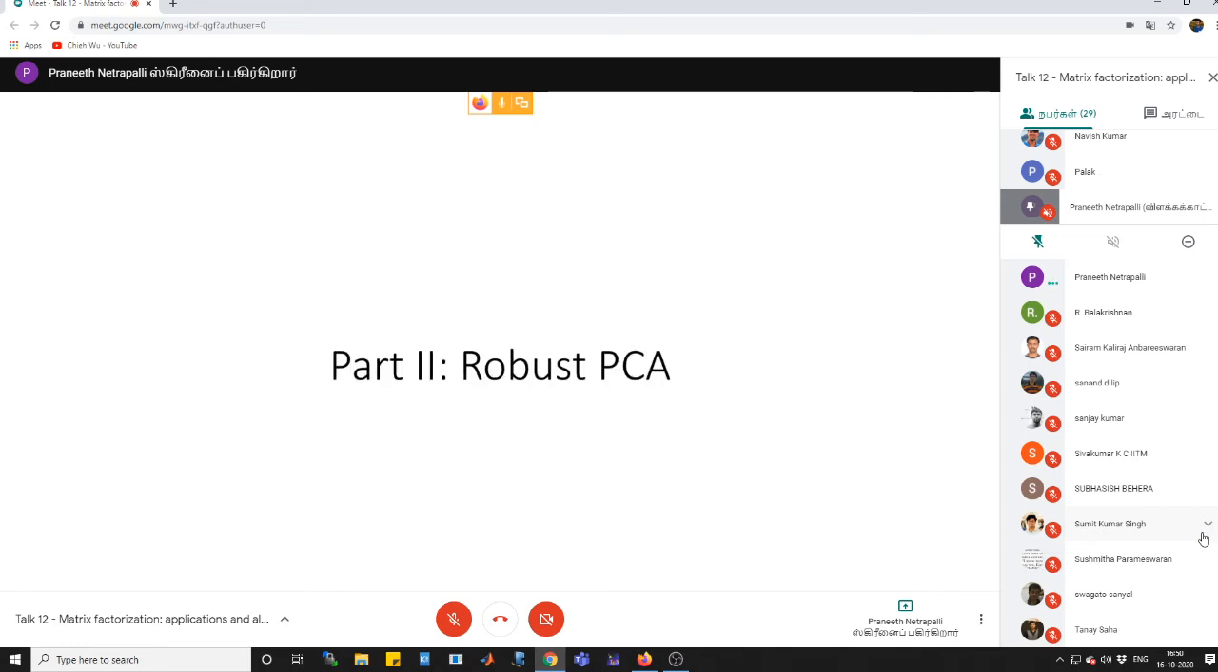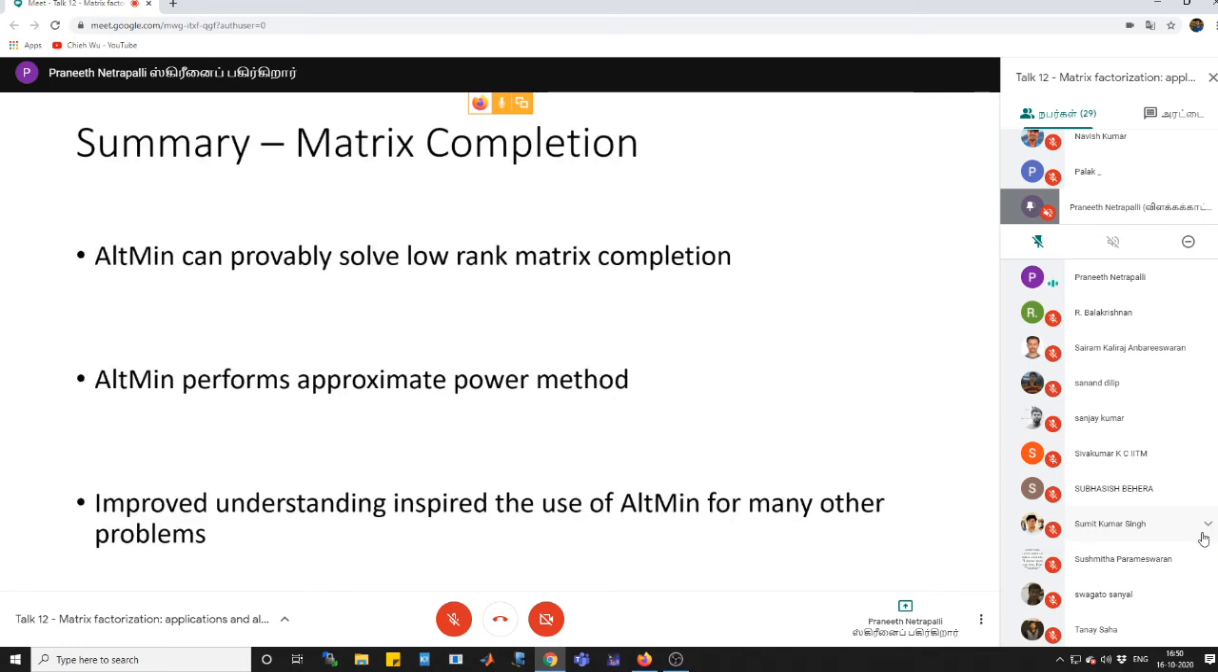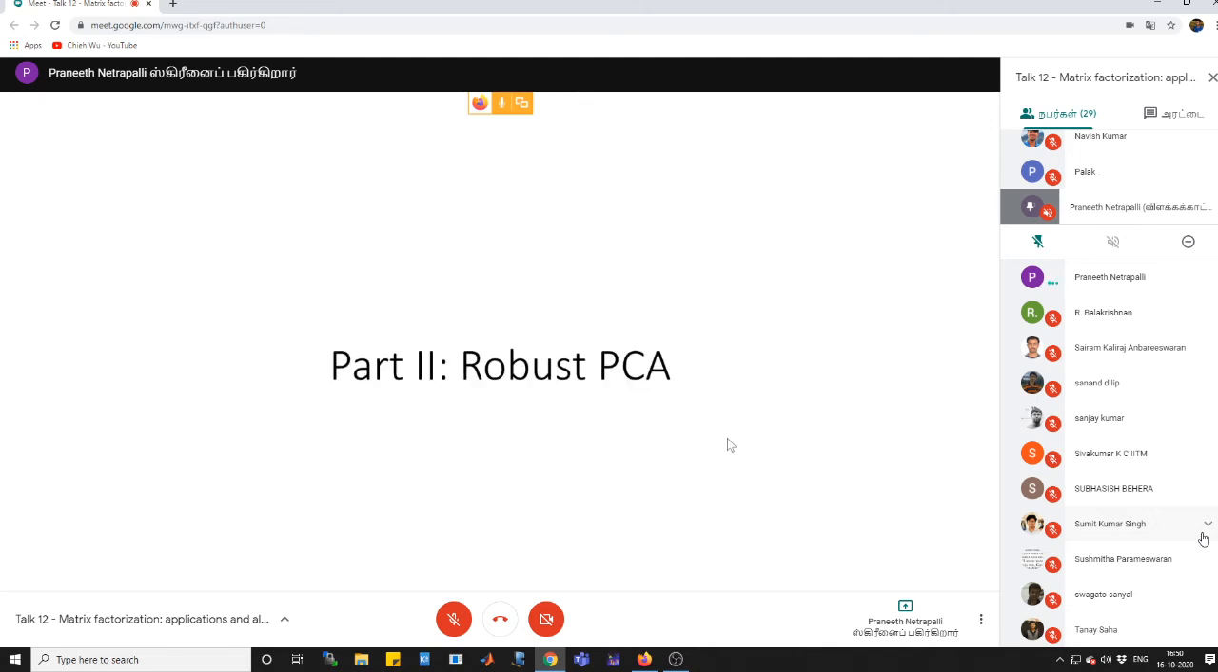Right. Okay. So let me just briefly summarize. Alternating minimization can probably solve this low rank matrix completion problem. And the main idea for why this works is that it actually performs approximate power method. And this relation of alternating minimization to the approximate power method both improved our understanding of the alternating minimization algorithm and also inspired its use for several other problems. So in the next part, we'll talk about one such problem, which is the robust PCA problem.